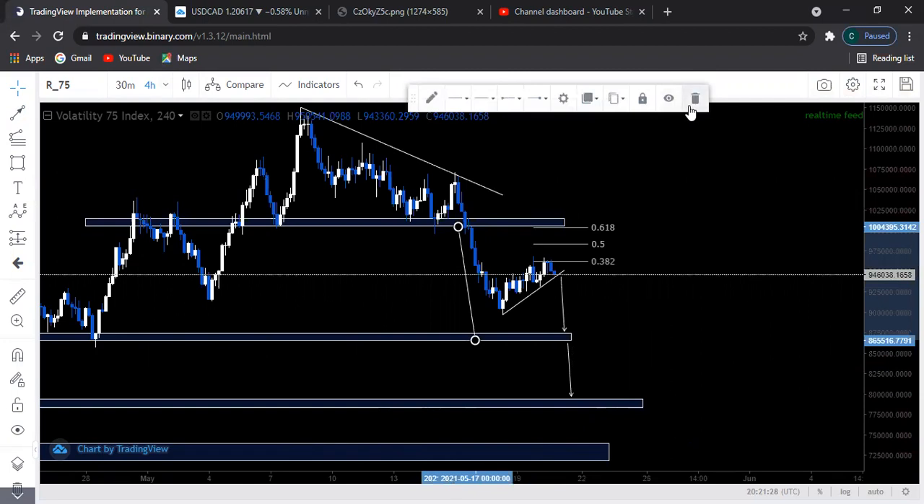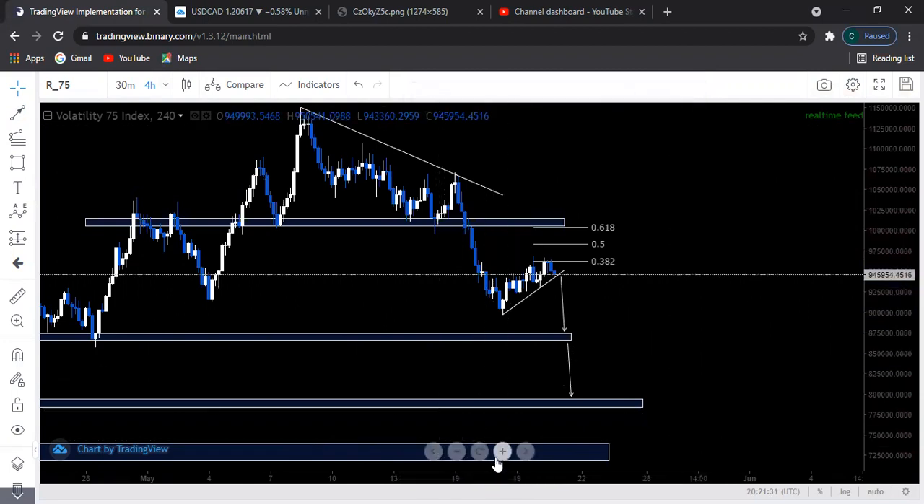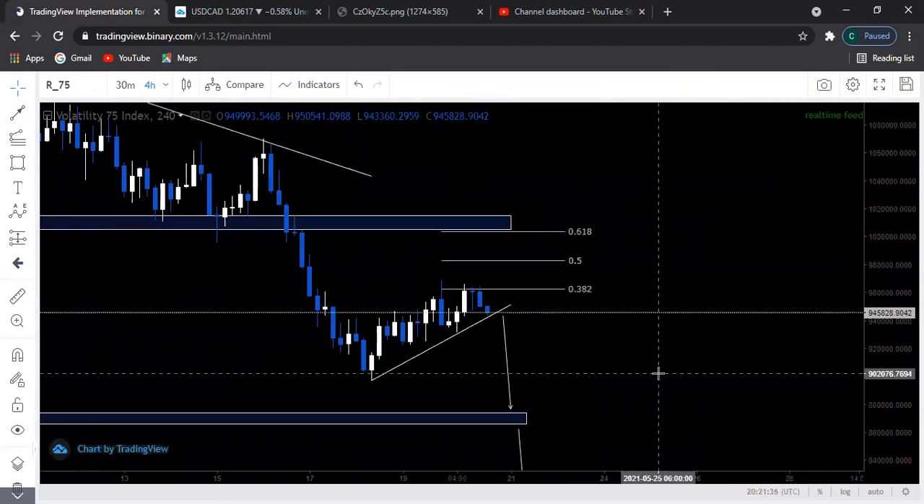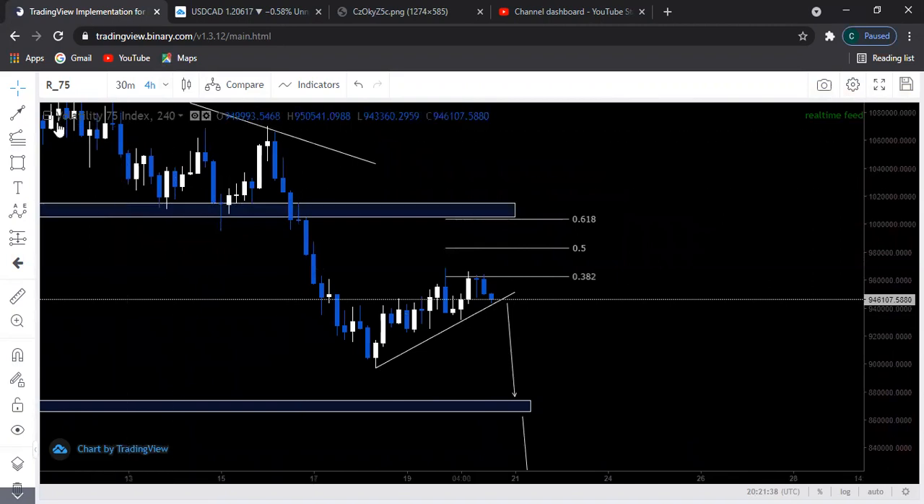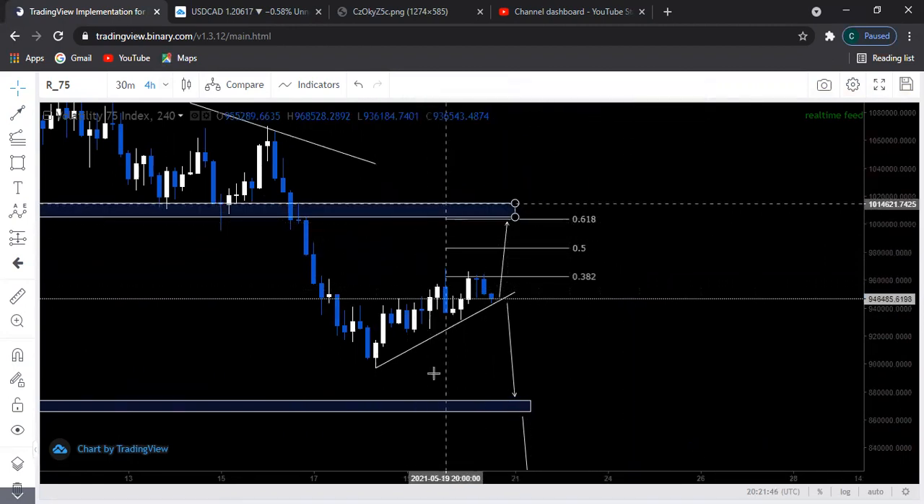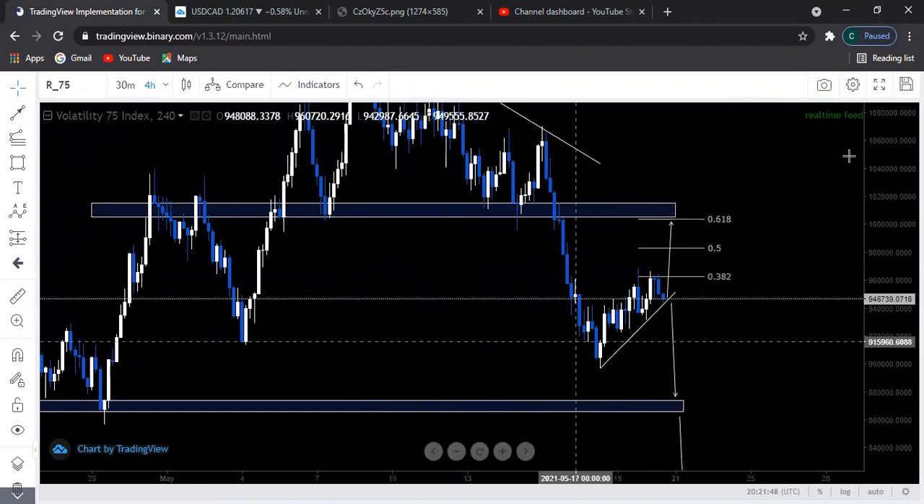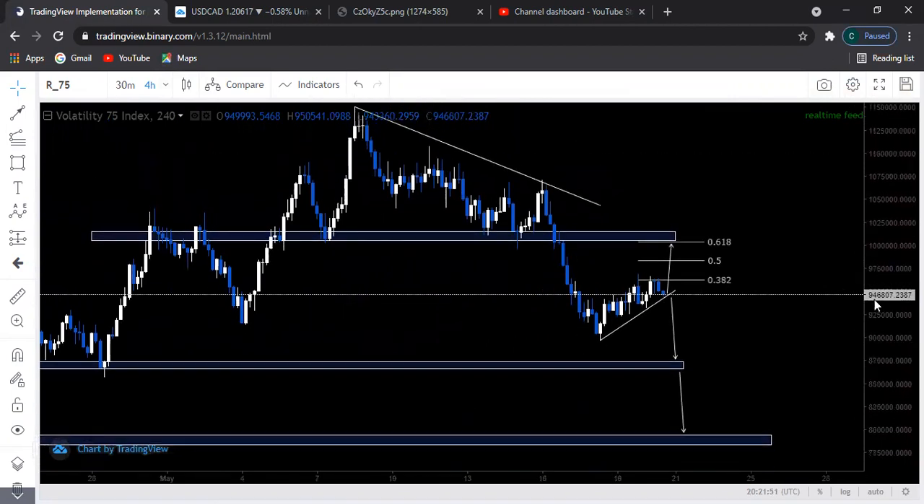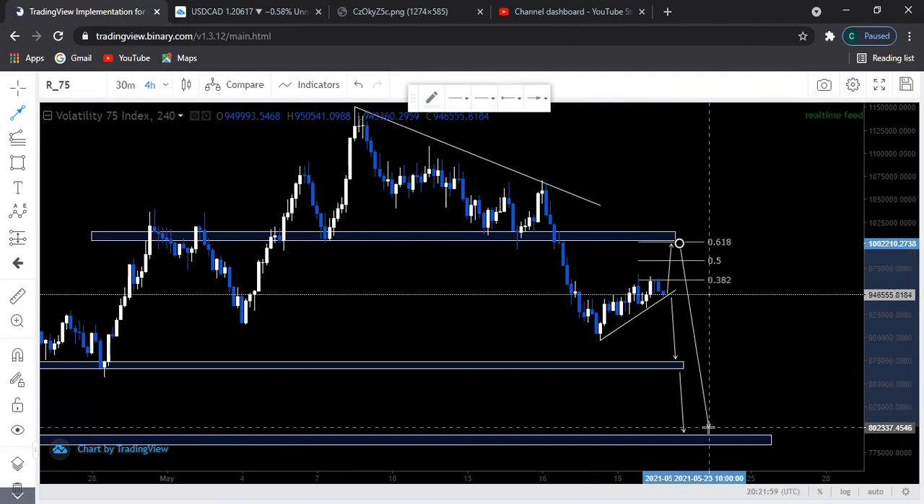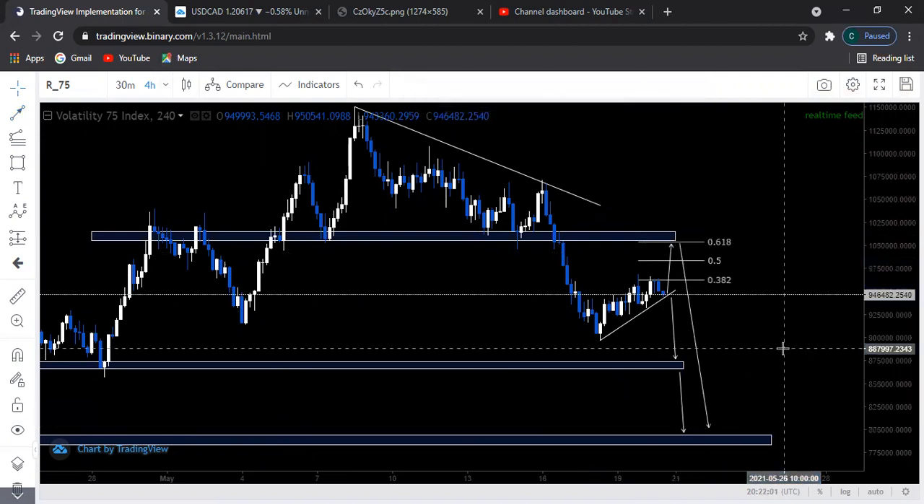If it doesn't break that trend line and it manages to bounce off the trend line, what I'll be expecting to see again is prices keep on pushing higher, I think until this 0.618 here, right? Because that's a major resistance area, as you can see. And from this point here, we'll be sniping a good entry and going with it all the way down here to the trenches. So that's all about Volatility 75.